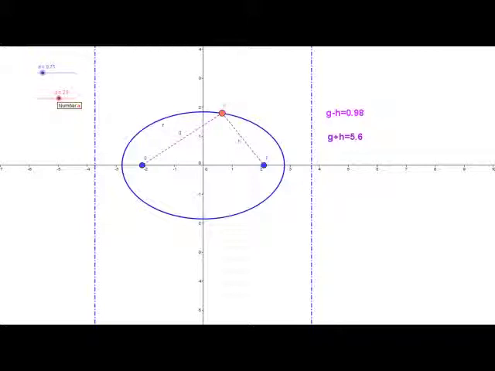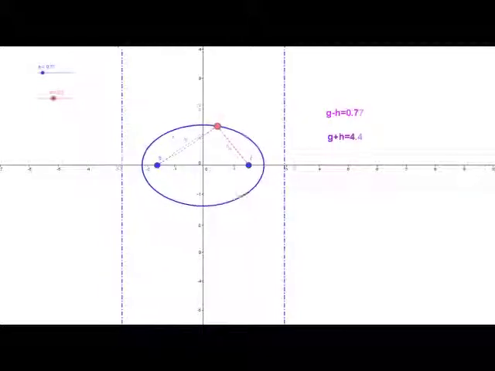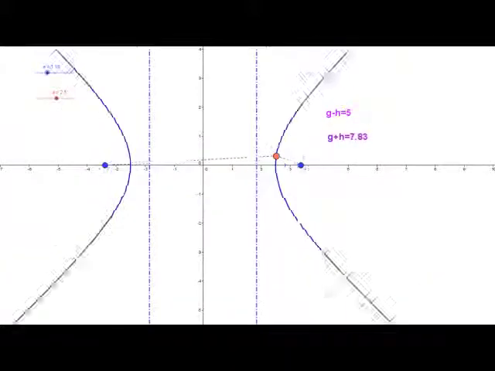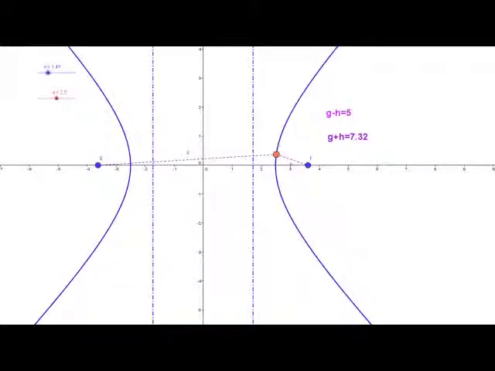Okay, as you can see, I'm just shrinking and changing it. But let's actually change the eccentricity to greater than 1. Okay, here we are. I'll just move the point, and you can see here the G plus H is changing, but G minus H is in fact the same. So the difference in the focal lengths is a constant here for the hyperbolas.